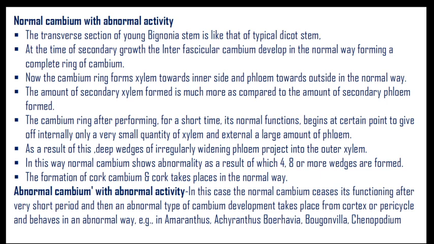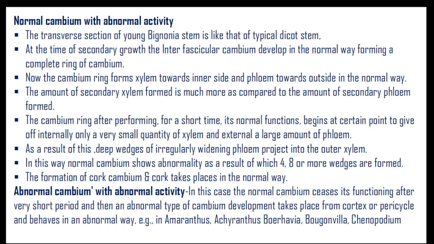The cambium ring, after performing for a short time its normal function, begins at certain points to give off internally only a very small quantity of xylem and externally a large amount of phloem. As a result of this, deep wedges of irregularly bending phloem project into the outer xylem. In this way, normal cambium shows abnormality, as a result of which 4, 8 or more wedges are formed. The formation of cork cambium and cork takes place in the normal way.